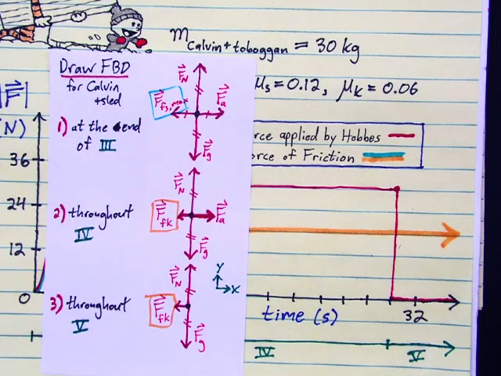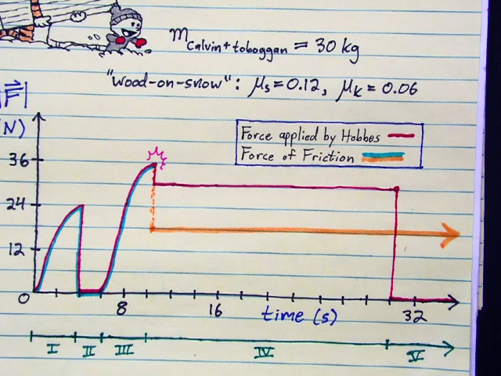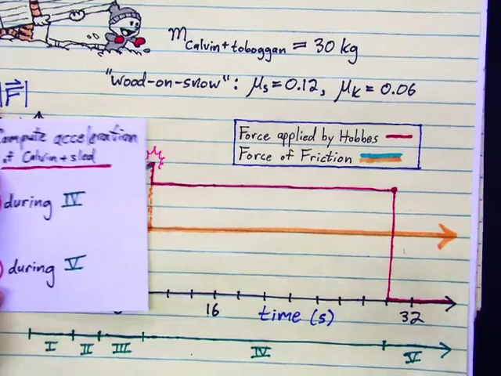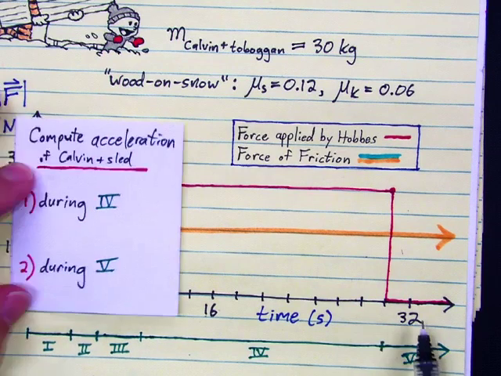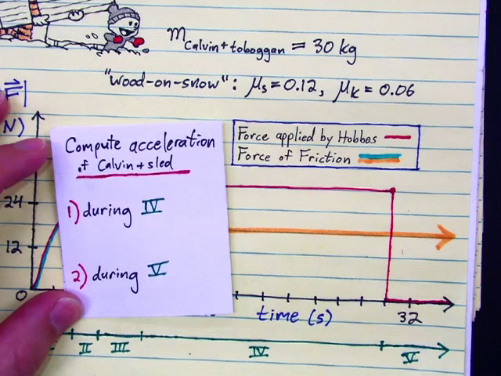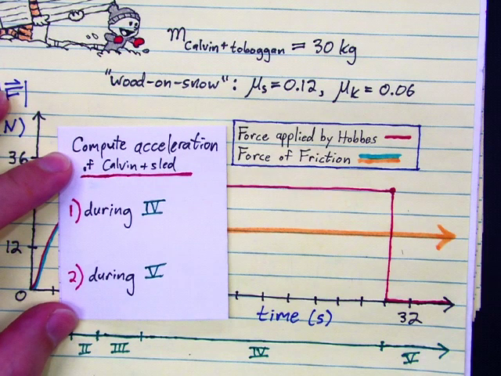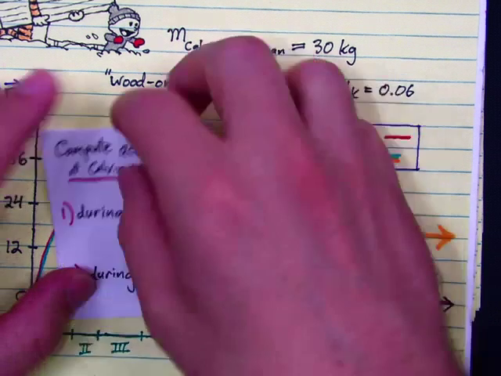Okay, got your FBDs. Now, I would like you to find Calvin's acceleration during period 4 and then during period 5. Use your free body diagram and use what you know of dynamics to compute his acceleration during those 2 time periods. Pause the video. Ready?